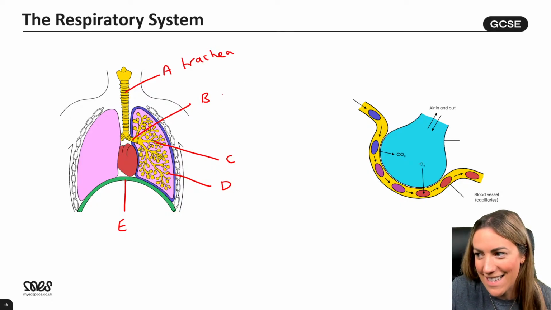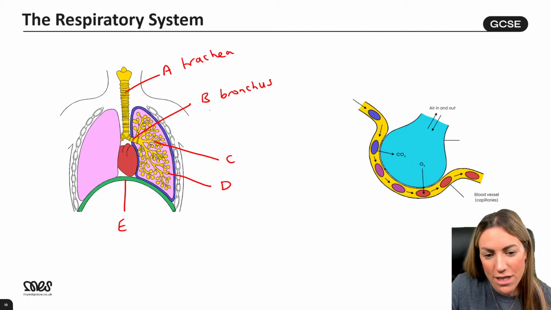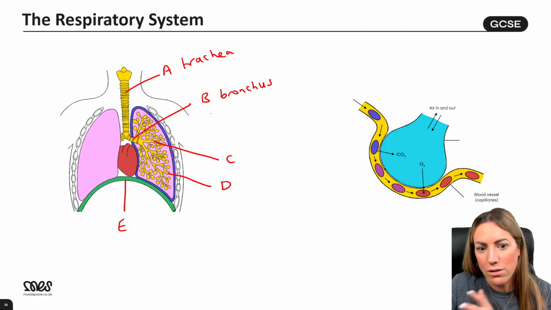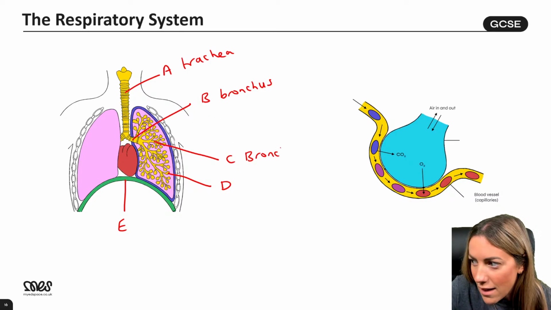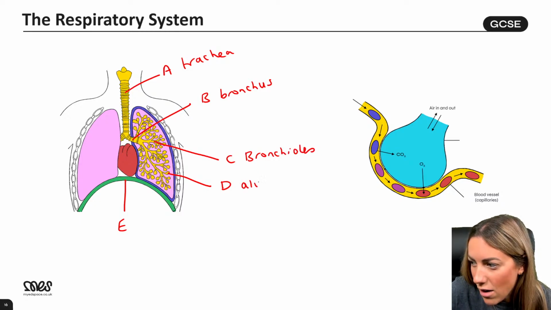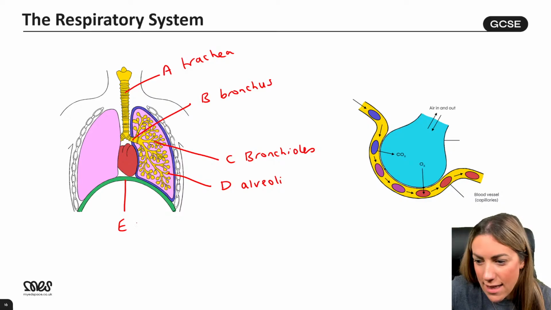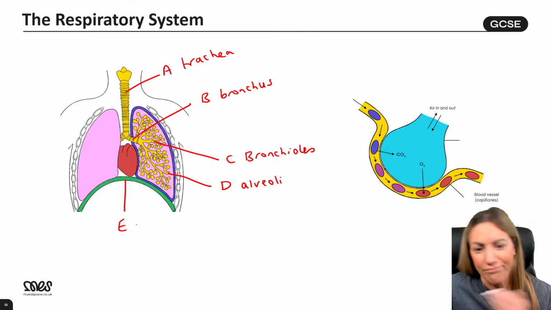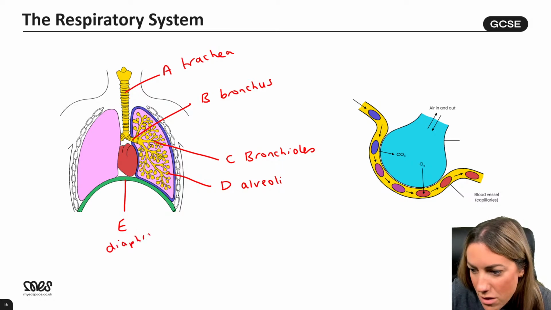Super fast, love it. This is the main parts of your respiratory system that you should know. Yeah, so that's a bronchus, but remember you've got 2 bronchi, or you can call each one a bronchus. C are the smaller branches, which are called the bronchioles. D are the alveoli. Yes, for sure. And E, it's the diaphragm, which is a muscle, isn't it?